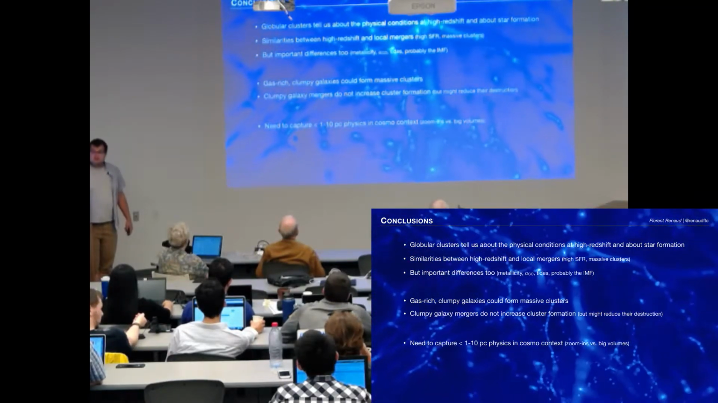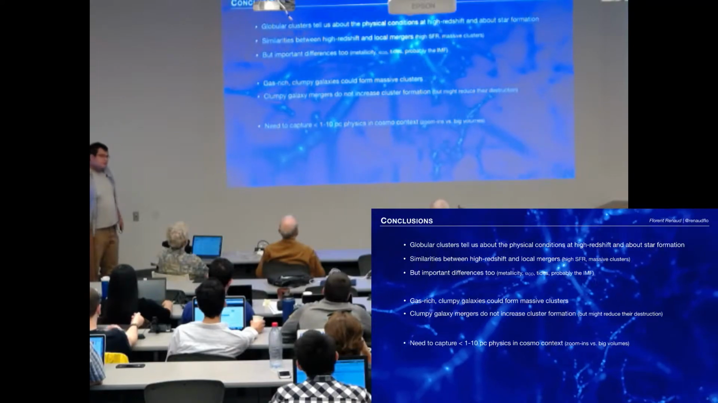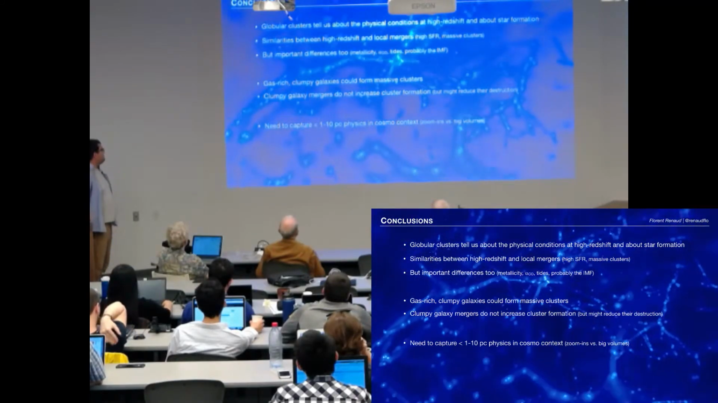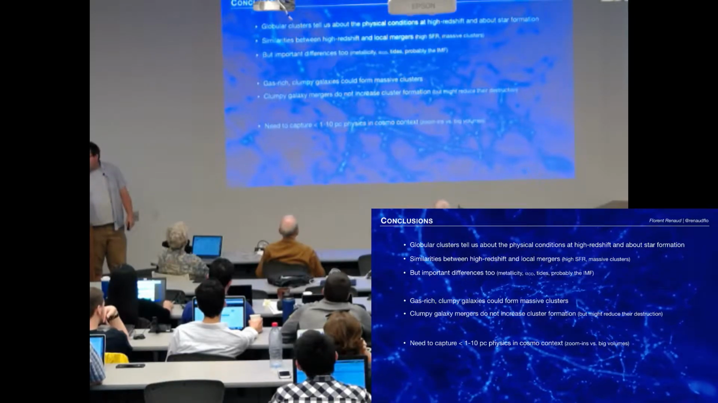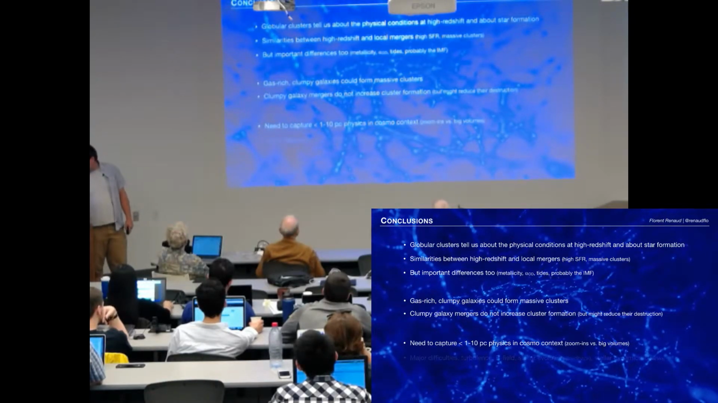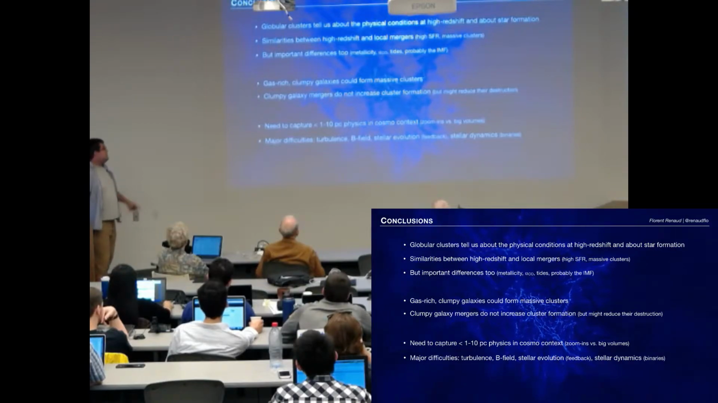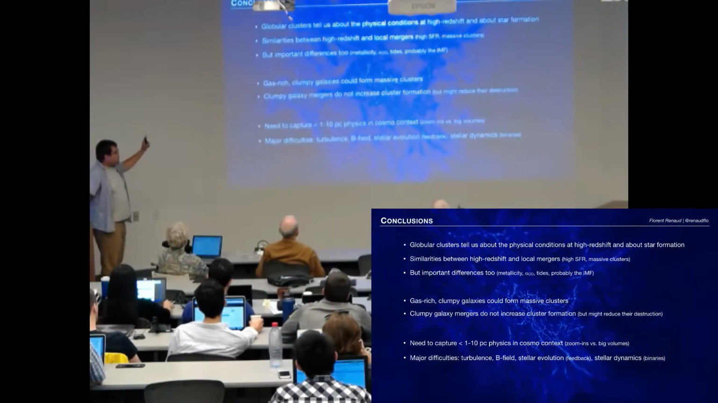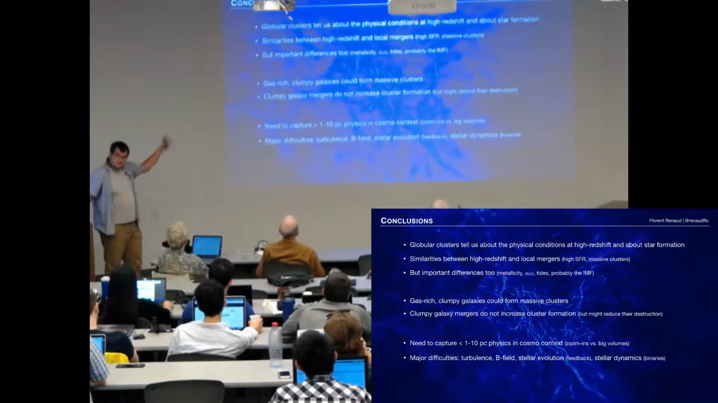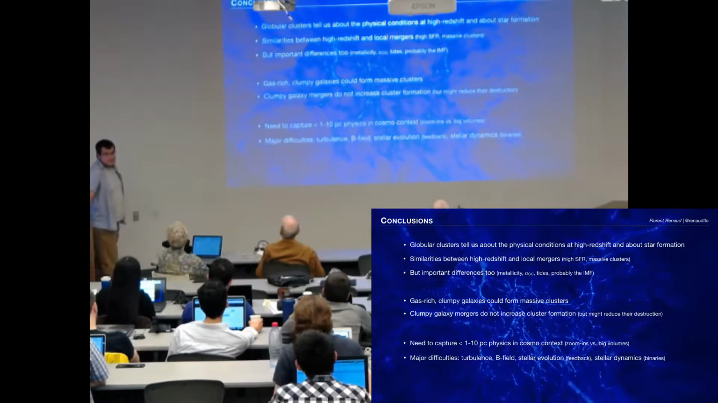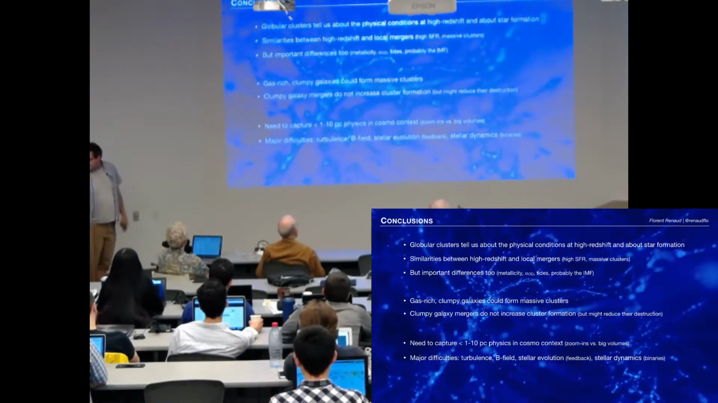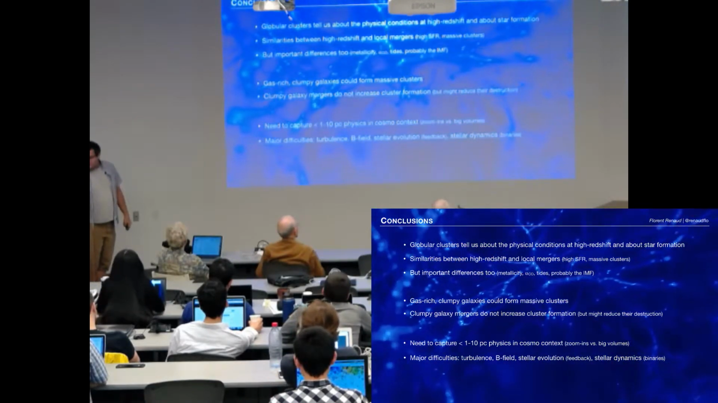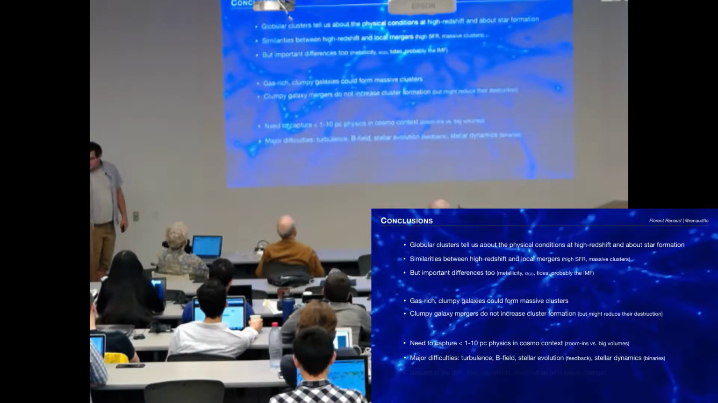We need to capture at least 10 parsec, probably much better, less than 1 parsec, physics in a cosmological context, so that's the whole debate about zoom-ins versus big volumes. We have major difficulties, which I think are turbulence, magnetic fields, stellar evolution, which is linked to feedback, and stellar dynamics, which is star-by-star dynamics, formation of binaries, multiple stars, etc., that we need to solve before we can claim we actually understand what's going on.